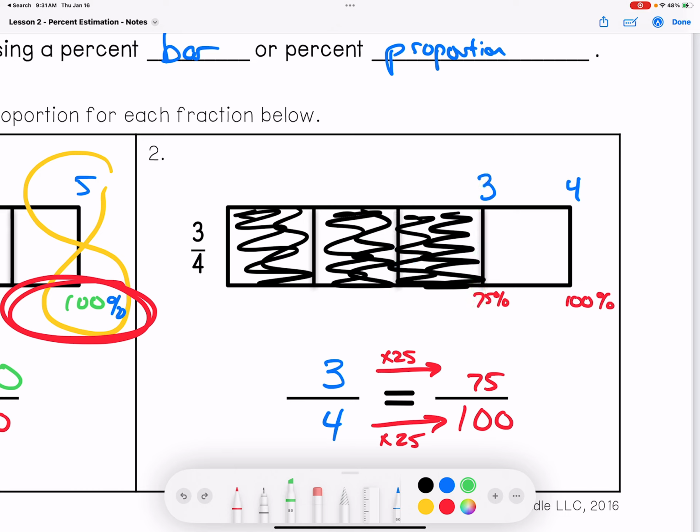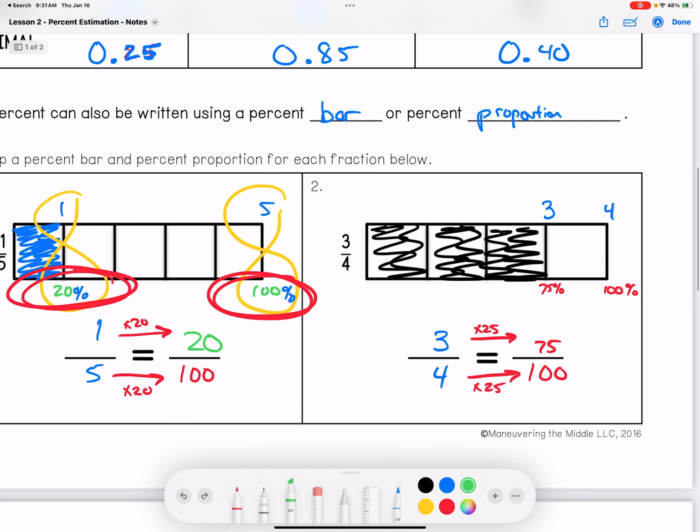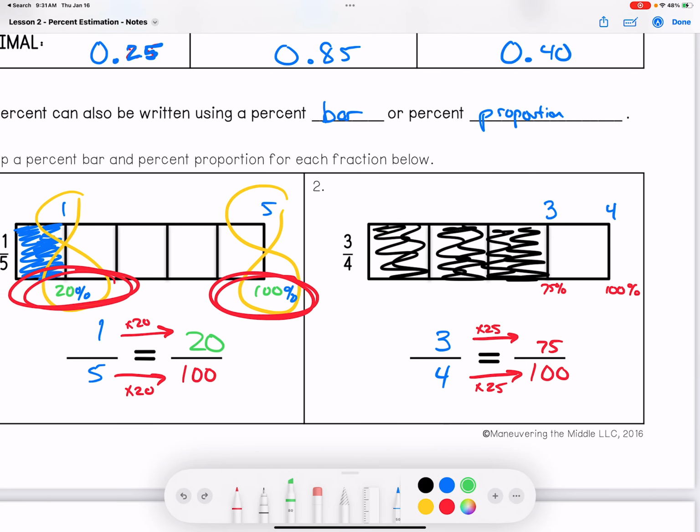Also, some of you could have just seen it as 3/4, and you already know 3/4 is 75%. Any of those ways, fantastic. All right, I'm going to zoom out.